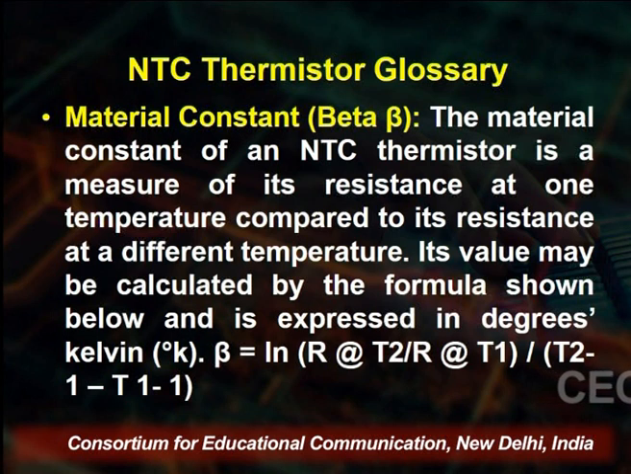Next is the material constant, that is beta, which also plays a very important role in the construction and output of the thermistor. The material constant of the NTC thermistor is a measure of its resistance at one temperature compared to its resistance at a different temperature. Its value may be calculated by a formula, as we know that beta is equal to, and we have already discussed this formula.